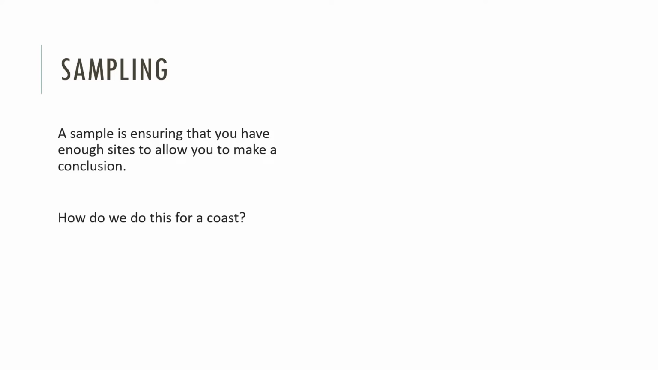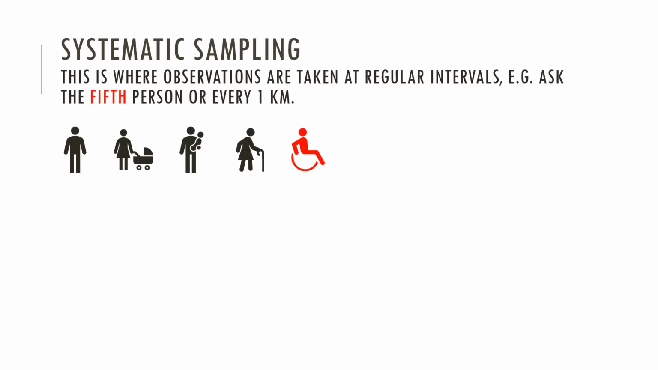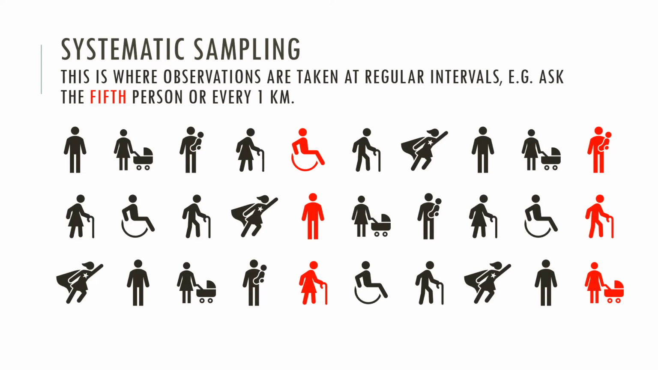So how will we do this for a coastline? Really, we can do three main methods. You've got stratified sampling, systematic sampling, and random sampling. And if you know about this, again, pause the video, skip this. If not, please stay and watch. Systematic sampling is where you take observations at regular intervals, e.g. you ask the fifth person or every kilometre here. So imagine these are people, right, fifth person, I'm going to stop and ask, and so on. And likewise, this could be a beach that's 20 kilometres long, and every kilometre you are stopping and collecting some information.